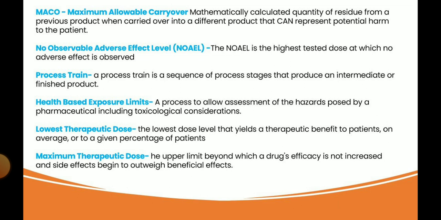Next one is lowest therapeutic dose. Again a simple definition. The lowest dose level that yields a therapeutic benefit to patients on an average or to a given percentage of patients is called lowest therapeutic dose. Next one is maximum therapeutic dose. Similar to the earlier one, it is the upper limit beyond which a drug's efficacy is not increased and side effects begin to outweigh the beneficial effects. That is called the maximum therapeutic dose.